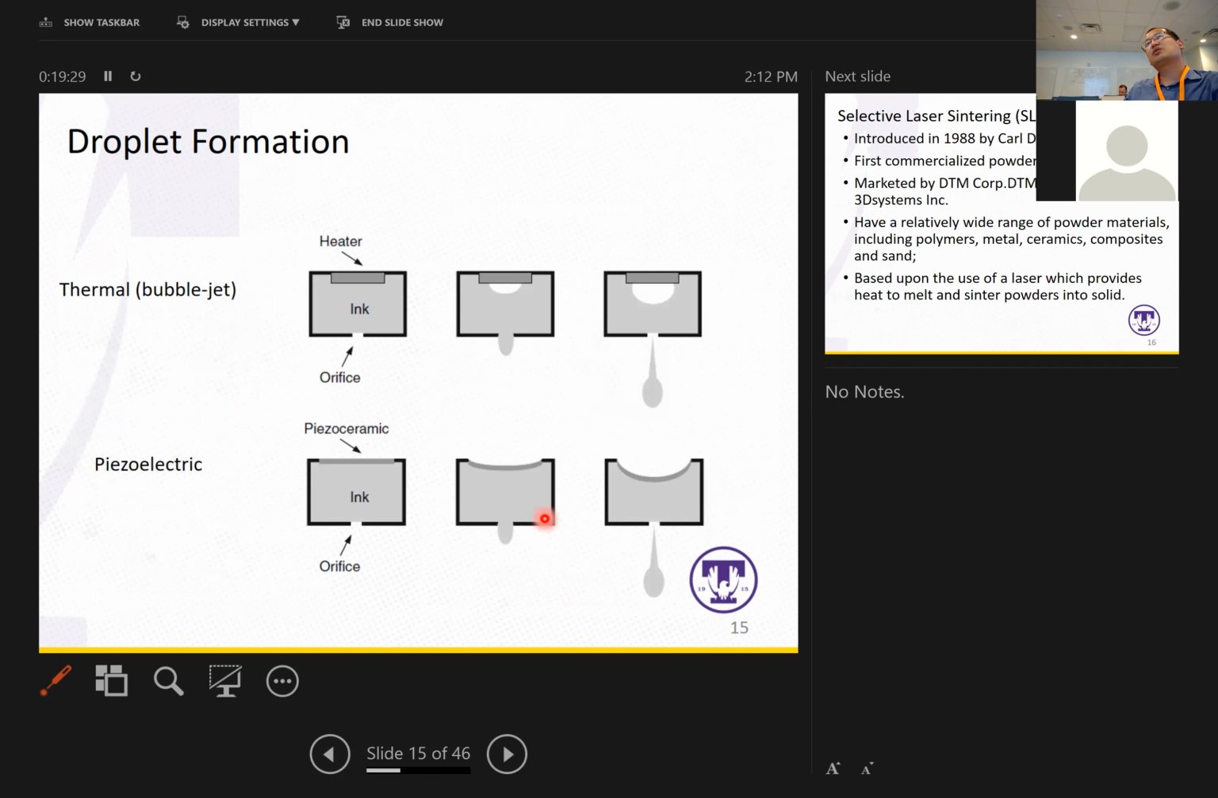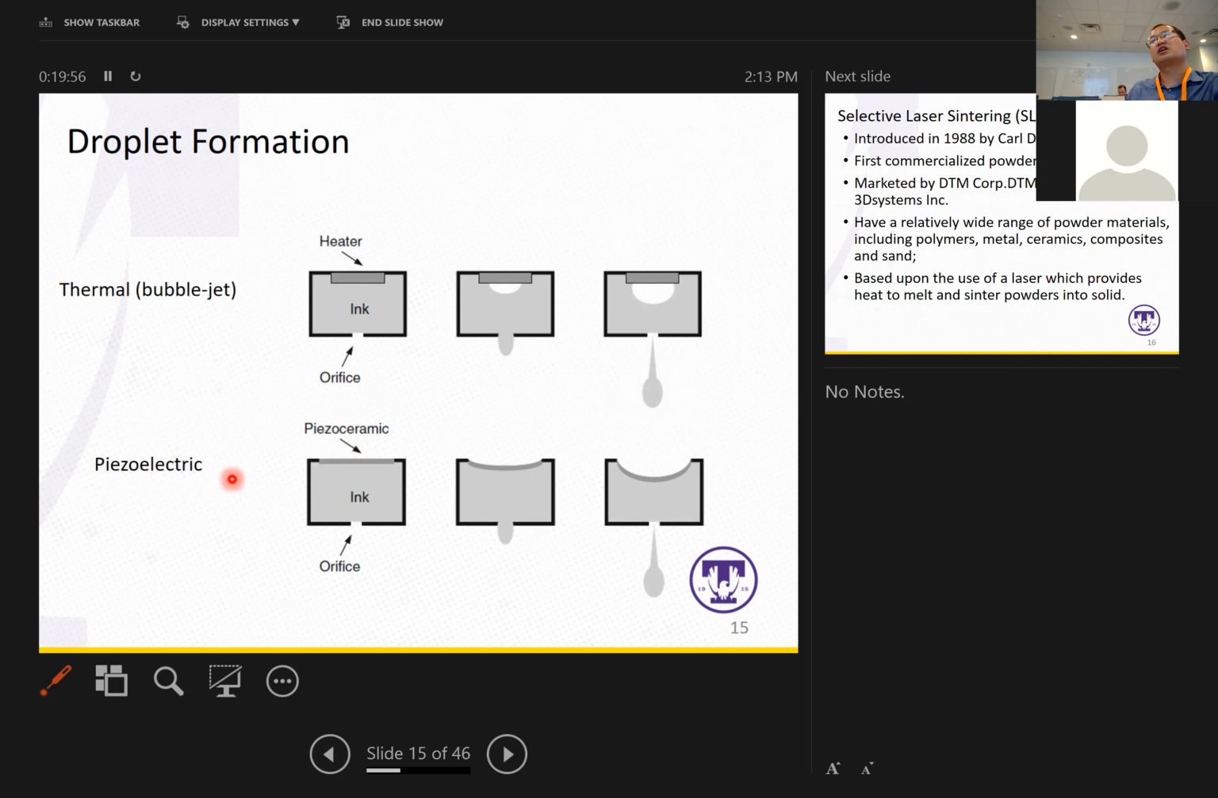So there are different ways to form a droplet. You have the thermal or piezoelectric method. Basically, you put a heater here, and by controlling how much thermal energy you apply, you will have all different droplets formed, right?